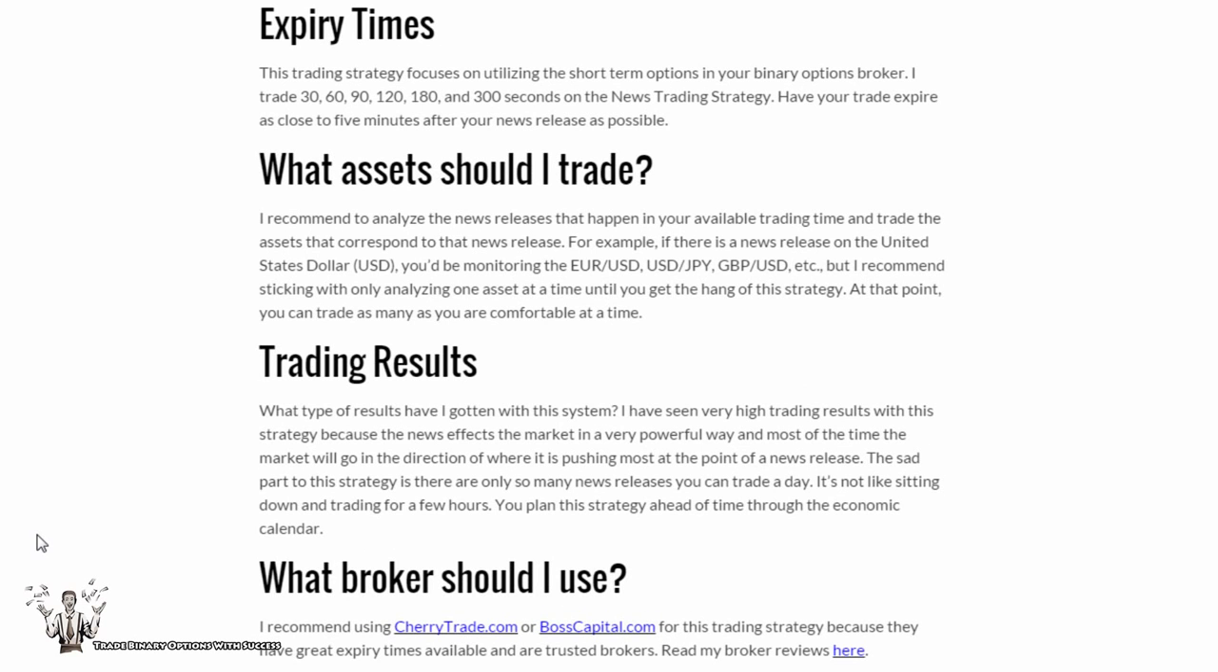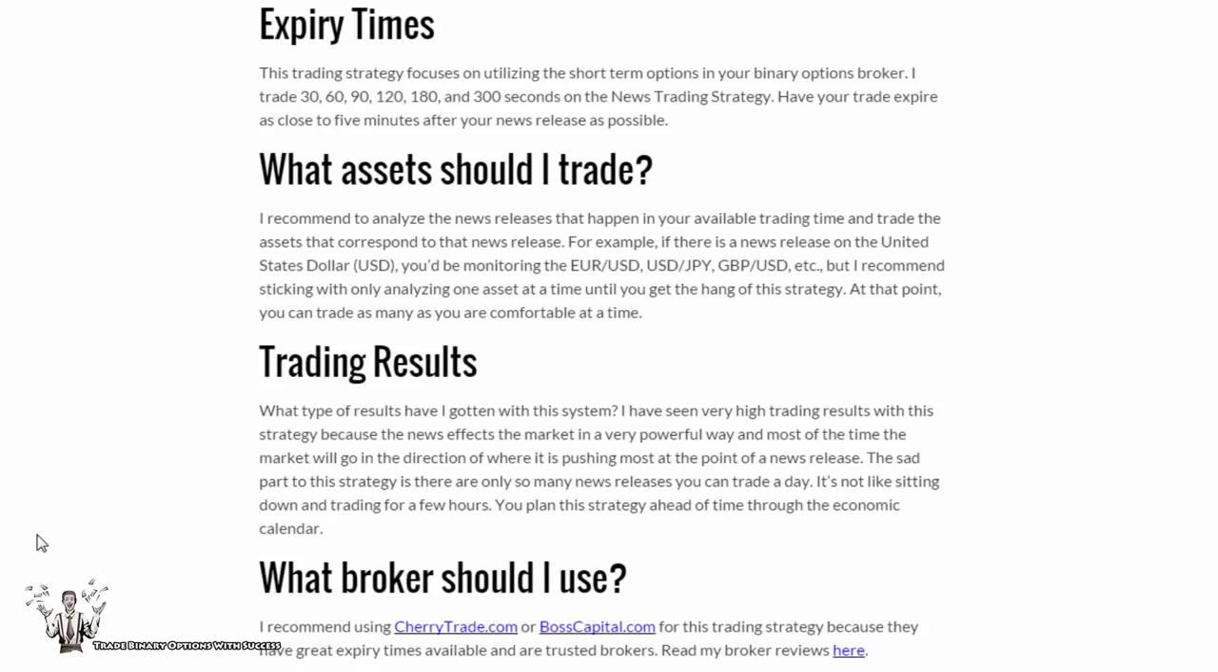Now maybe a lot of people are going to be asking, what assets should I trade? I recommend to stick to the common pairs like I mentioned before. So if a news release happens on the USD, you're going to be looking for pairs that have the US dollar in it, and basically anything goes for that. So if you have a JPY news release, you're going to be looking for pairs that have JPY.